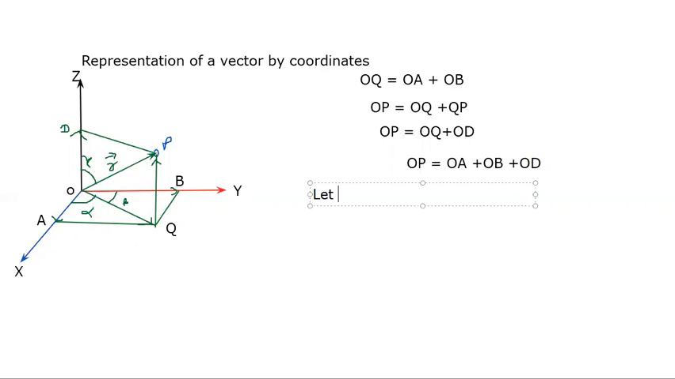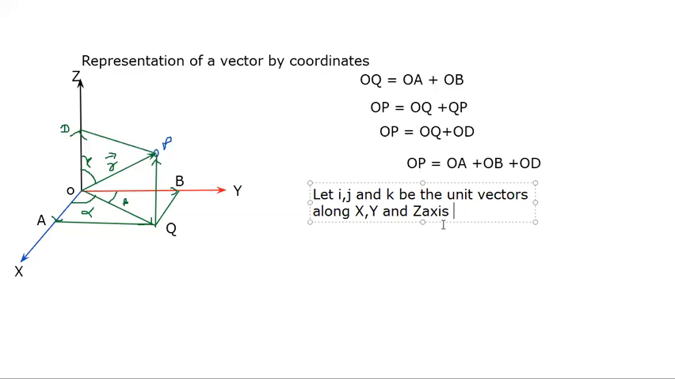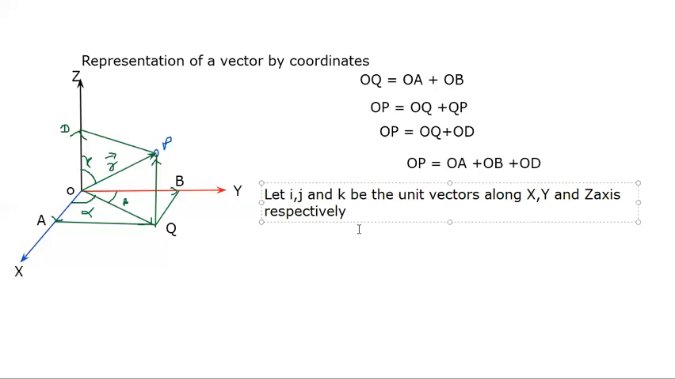So let i cap, j cap and k cap be the unit vectors along X, Y and Z axis respectively, which means i is the unit vector along X axis, j is the unit vector along Y axis, and k is the unit vector along Z axis, right?